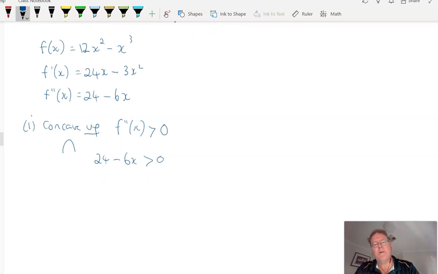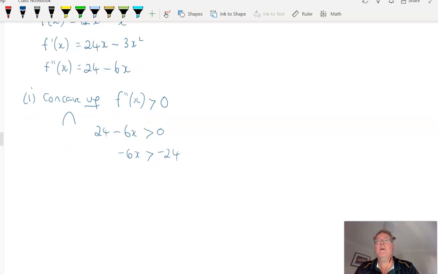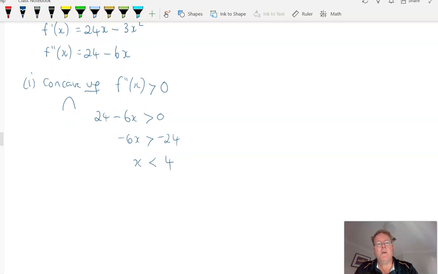It's got to be greater than 0, so we're going to solve for x. So we've got negative 6x is less than negative 24. And so using our mathematics, x is going to be greater than 4. Just a reminder for those who are still a little bit unfamiliar with inequalities, the only time you swap the inequality is when you divide by a negative. And we divided both sides by negative 6, so we swap the inequality. So therefore the function is concave up for x less than 4.